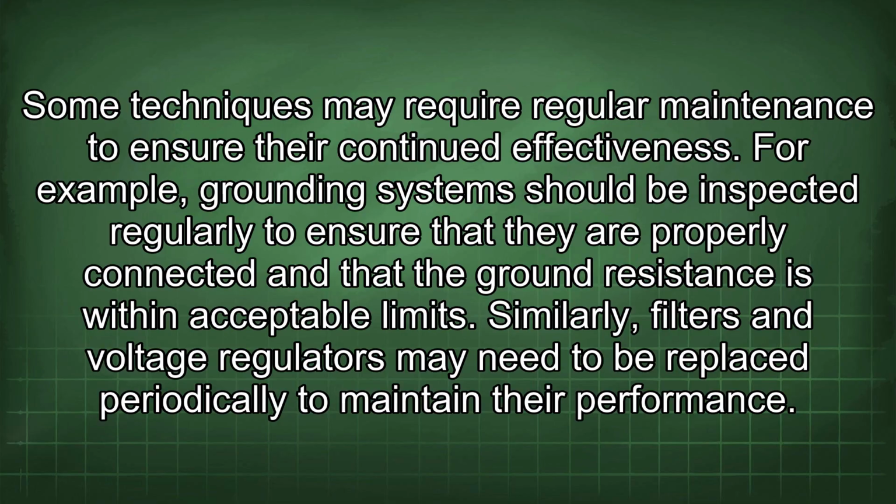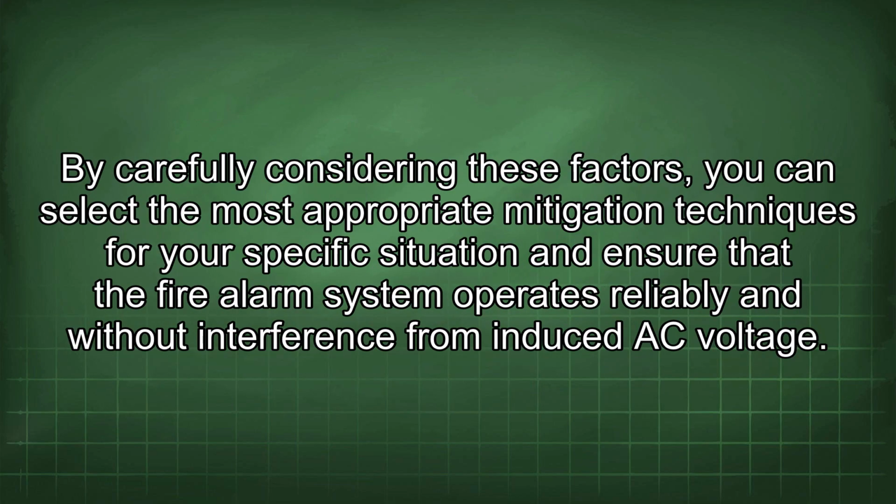For example, grounding systems should be inspected regularly to ensure that they are properly connected and that the ground resistance is within acceptable limits. Similarly, filters and voltage regulators may need to be replaced periodically to maintain their performance. By carefully considering these factors, you can select the most appropriate mitigation techniques for your specific situation and ensure that the fire alarm system operates reliably and without interference from induced AC voltage.